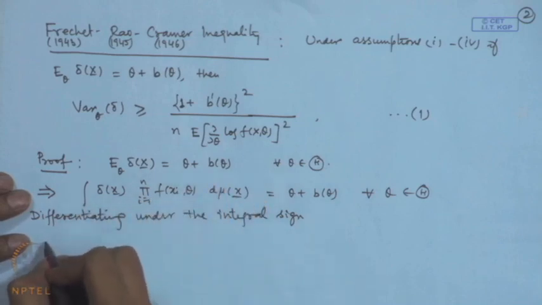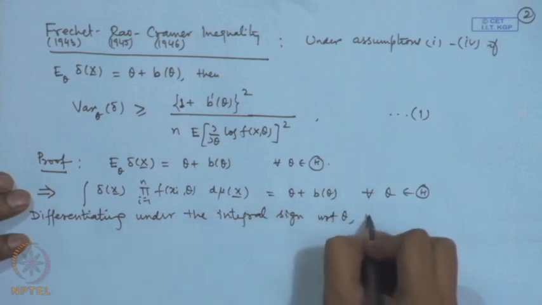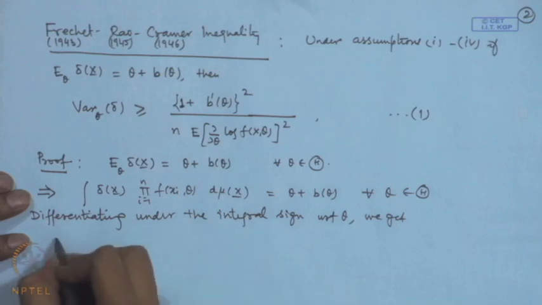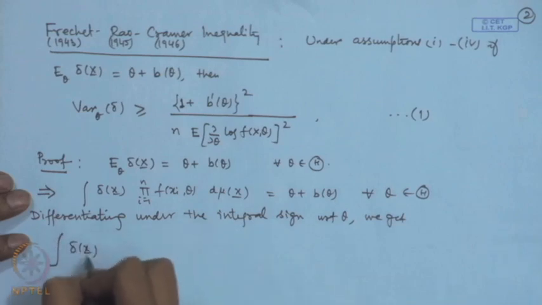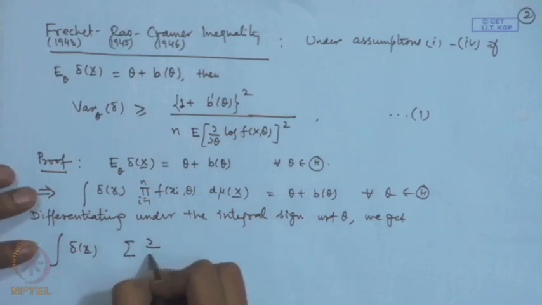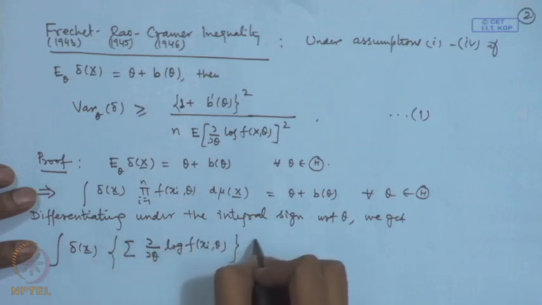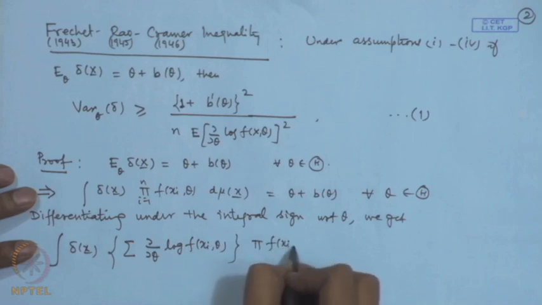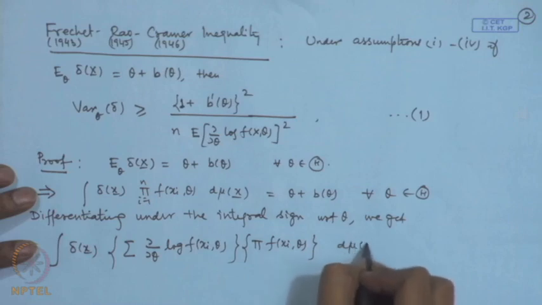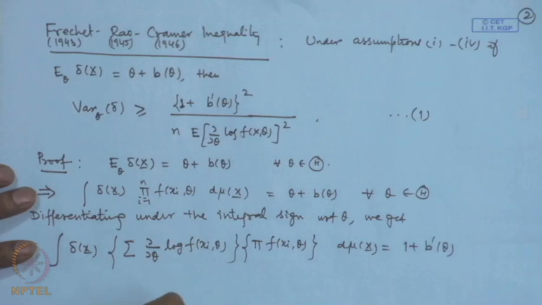So, if you differentiate with respect to theta, we will get the integral of delta x. Now, the derivative of the product, that you can easily write as sigma del by del theta log of f x i theta, multiplied by the product of f x i theta d mu x, that is equal to 1 plus b prime theta.